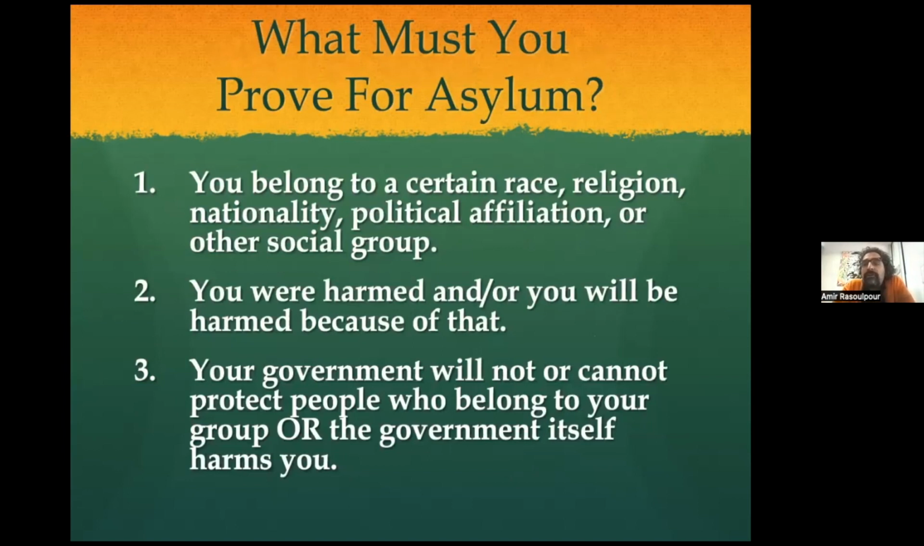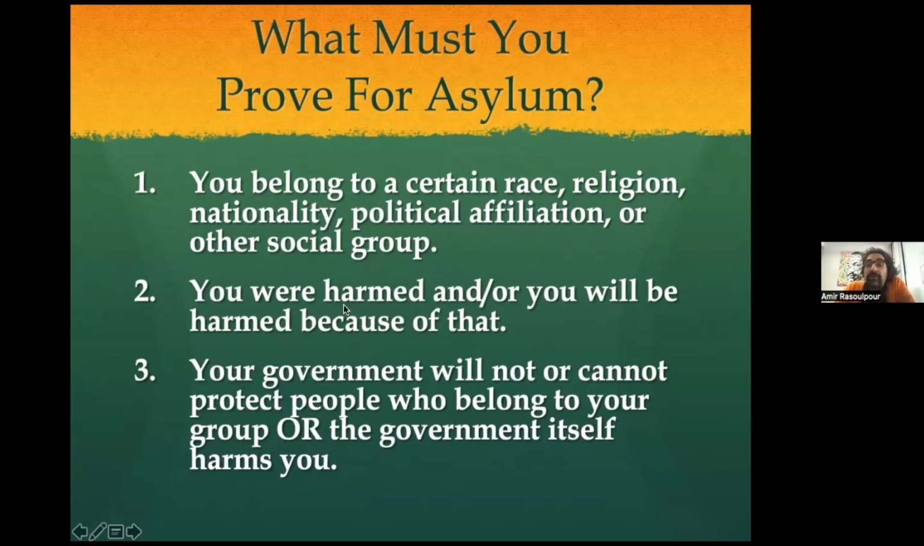So it's good to first think, what do you need to prove? You need to prove that you belong to one of these social groups, or that you, for one of the protected grounds, so your race, religion, nationality, political affiliation, or another social group.